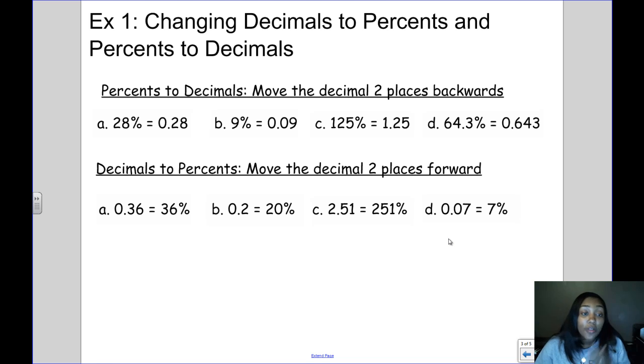So when you're changing from decimals to percents or percents to decimals, you're basically moving the decimal either 2 places forward or 2 places backwards. And the way I remember whether I'm going to move forward or backwards is I think about the alphabet. To go from the letter P to the letter D, you would have to go backwards on the alphabet, so you're going to have to move the decimal backwards. And to go from the letter D to the letter P, you would go forward on the alphabet, which means you'd have to move the decimal 2 places forward. So that's a quick trick to help you remember which direction to move the decimal.